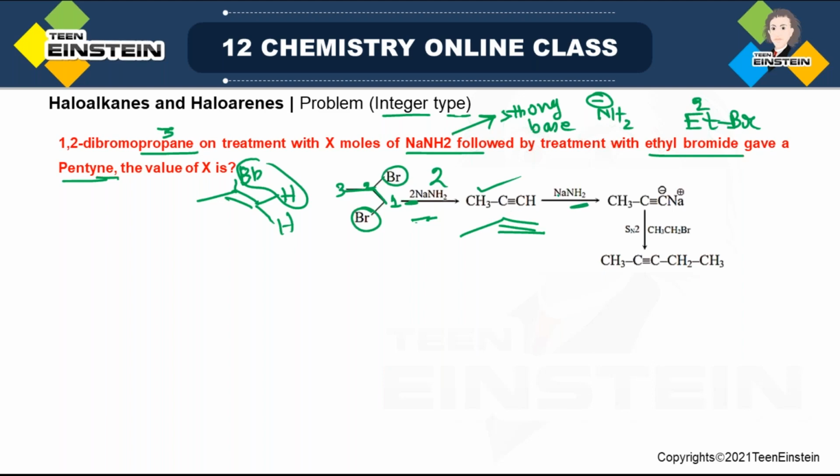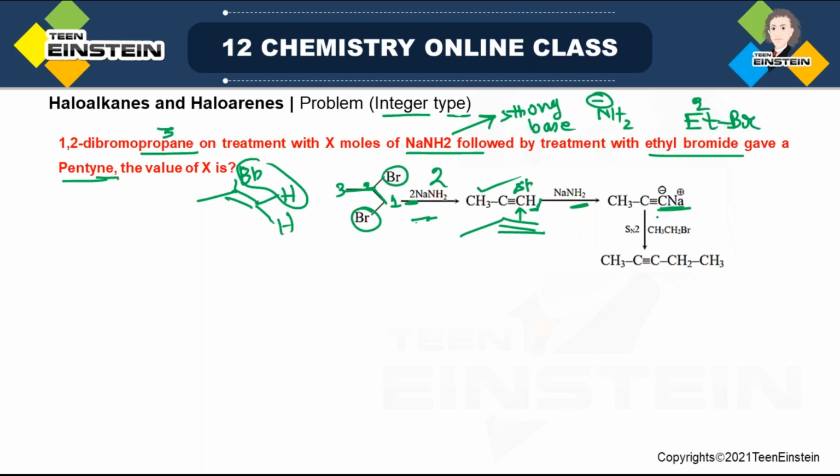Now this is the number 3, that is the third mole of NaNH2. Now when you are using this, there will be removal of this hydrogen, that is the terminal hydrogen, and this carbon is sp hybridized, and we know that sp hybridized carbon is very electronegative in nature because of 50% s character, and that is why after removal of this H, you are getting this sodium salt. Sodium is coming from NaNH2, and this negative charge is over this carbon. It is very stable because this carbon is very electronegative.